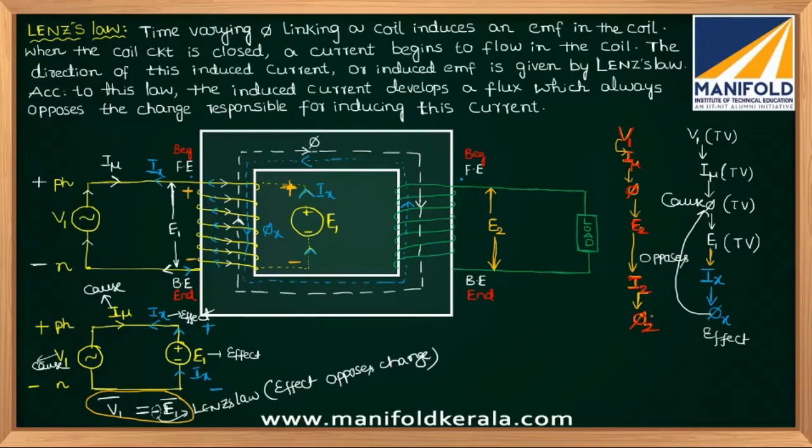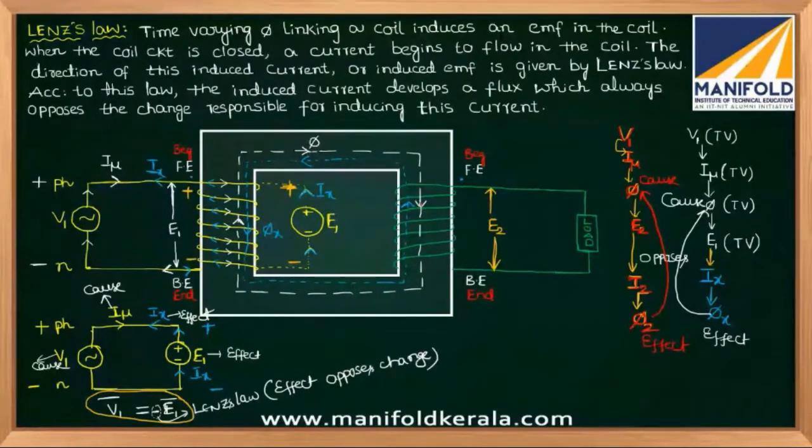So according to Lenz's law, I think this pi 2 will oppose pi. Yes or no? Because this pi is nothing but the cause here, and pi 2 is nothing but the effect here. Effect opposes cause, yes or no? So now tell me, what does that mean? Your direction of pi is downwards. This white color flux, you should see only the white color flux. In this portion, is the direction of flux downwards or upwards?